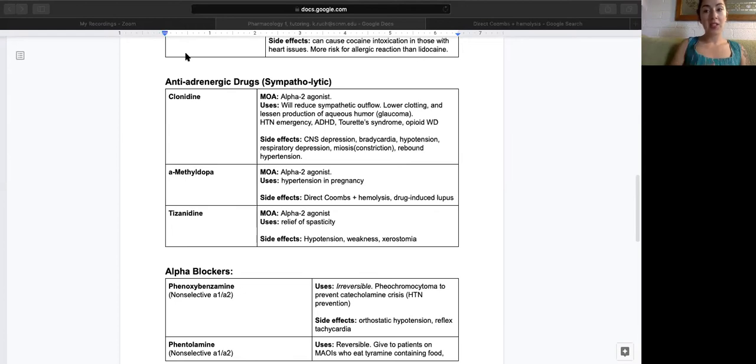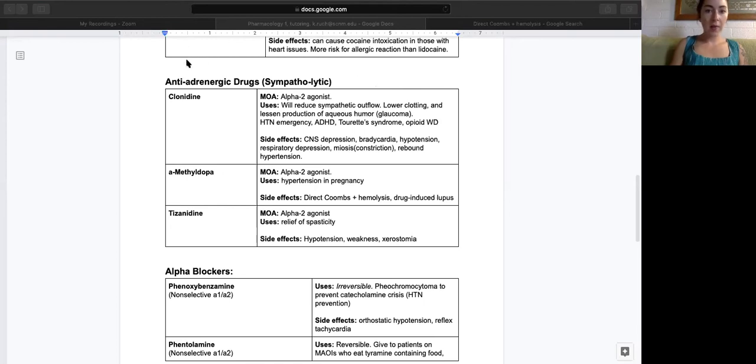Opioids put someone into kind of a chronic rest and digest state. The withdrawal kind of puts them into a sympathetic state. Using an alpha-2 agonist will reduce some of those sympathetic symptoms in opioid withdrawal, and Clonidine can be used for that.